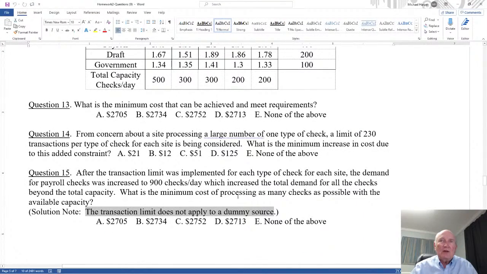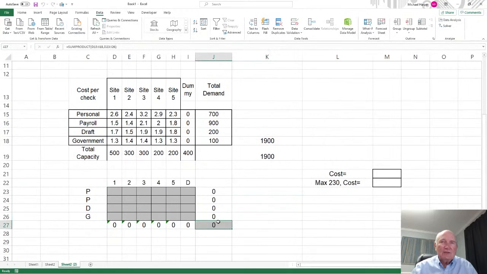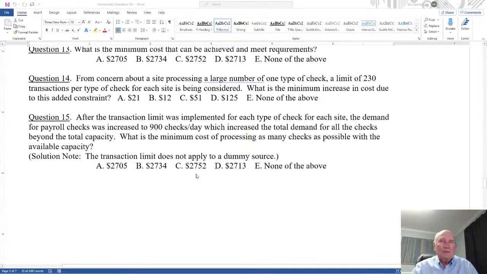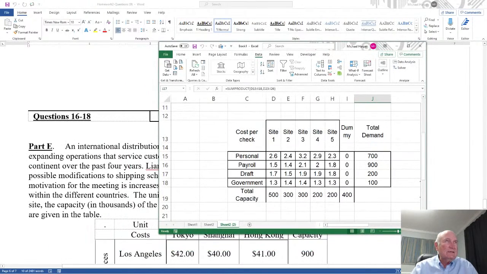What is the minimum cost of processing as many checks as possible with available capacity? So whatever that solution was, that's going to be the answer to that problem. It gives you your schedule here, but also gives you the cost of the schedule. So that's that question 15. Okay, so that's D. Let's come back here. Does that help?